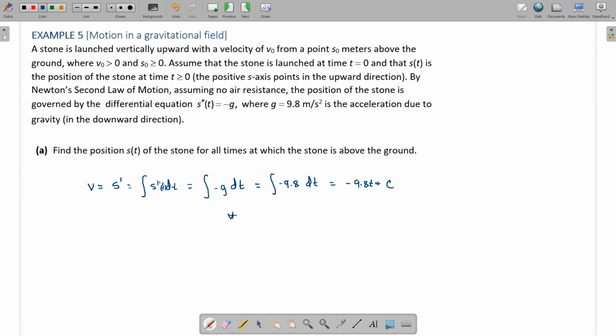But we know that the initial velocity, by definition, is v evaluated at 0. So if we plug that in, negative 9.8 times 0 plus c, this is going to get wiped out, and you get v0 is actually the c. So this really could be written as negative 9.8t plus v0. So the velocity at time t is just given by that. Okay, so let's get rid of this.